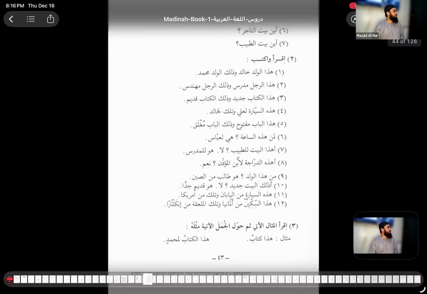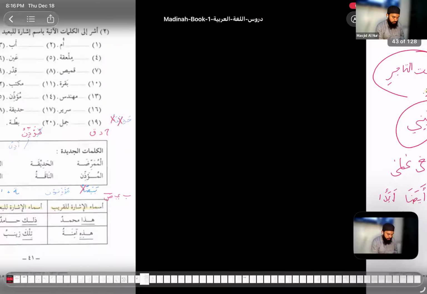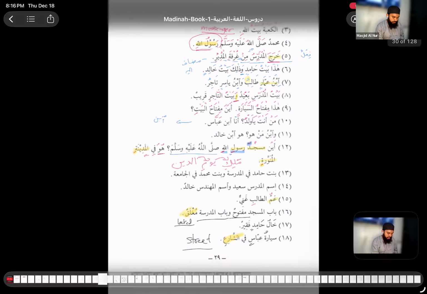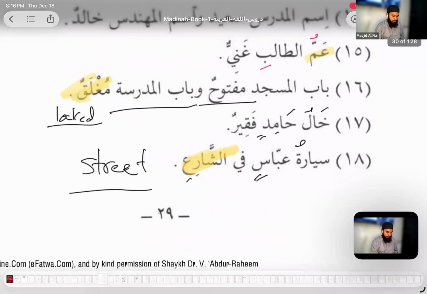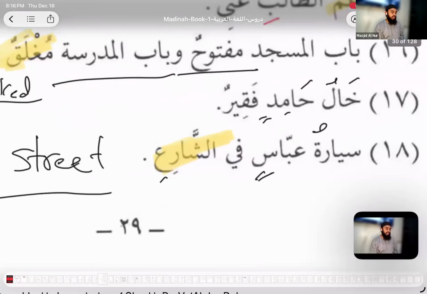Yes, question? There's this sentence, page 29: سيارة عباس في الشارع. We don't say شارعة? Because in my Arabic class they taught us الشارعة. Oh, both are fine. So the question from the person on site was about سيارة عباس في الشارع, and they learnt in their Arabic class الشارعة with a ta.